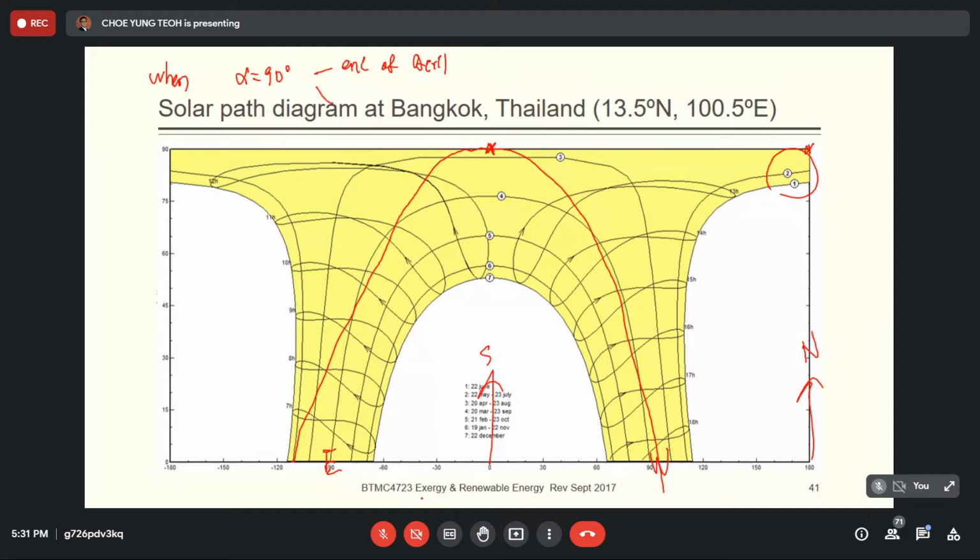And the second point, same thing. Between line 2 and line 3, 22nd of July to 23rd of August. But again, it's closer to line 3. So maybe I can say the beginning of August. So this is when it hits the top of the graph, which is 90 degrees.